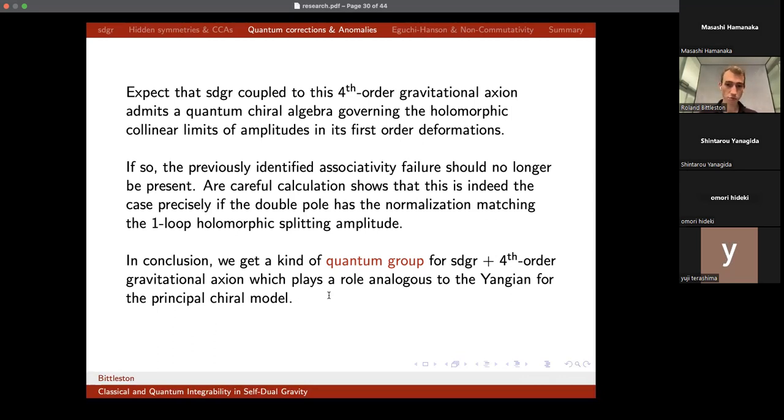And so in conclusion, in this theory and in those other theories, using the methods I gave of cancelling the anomaly, we get a kind of quantum group for self-dual gravity coupled to some extra fields which are required to cancel the anomaly. You should think of this quantum group as being analogous to the Yangian for the principal chiral model, just it's a quantum group for something gravitational in 4 dimensions.